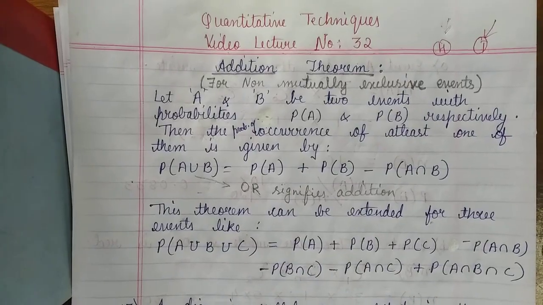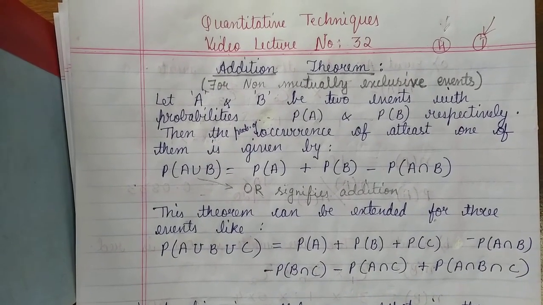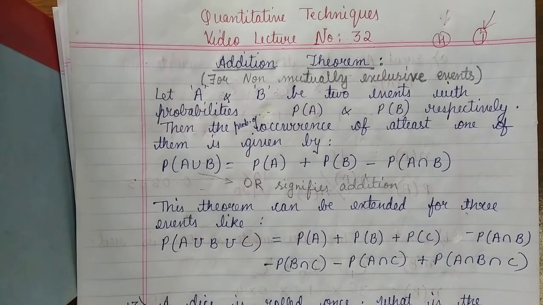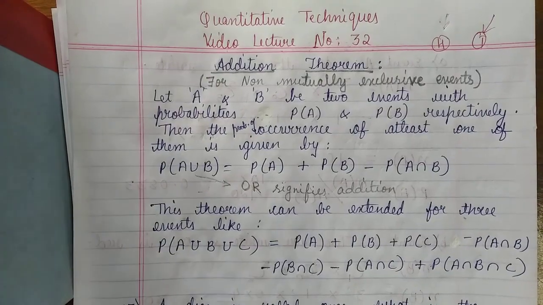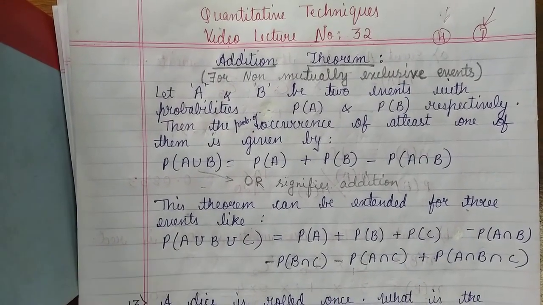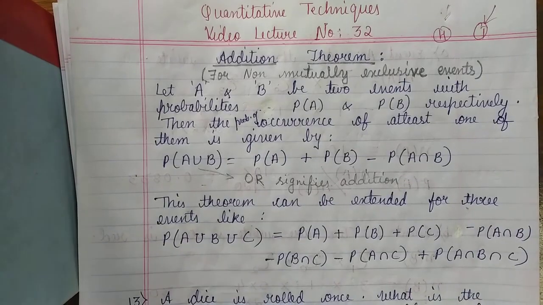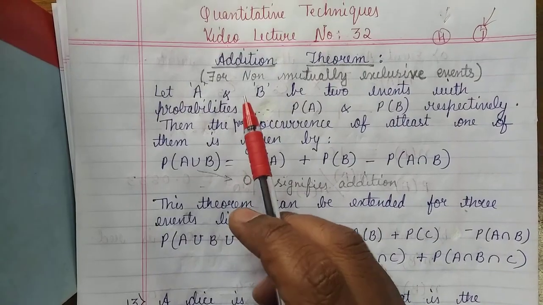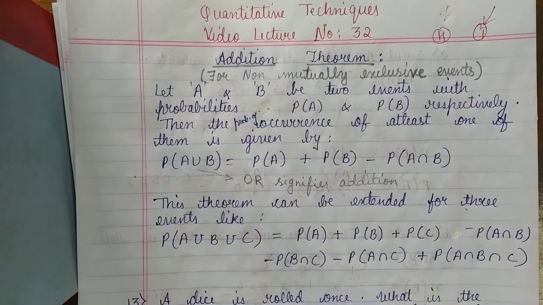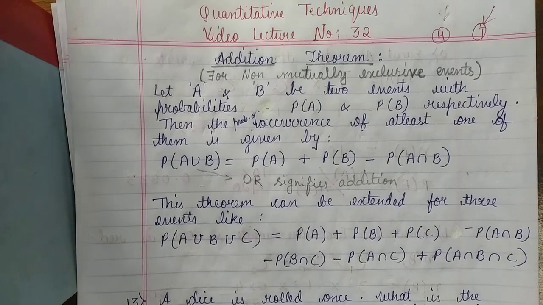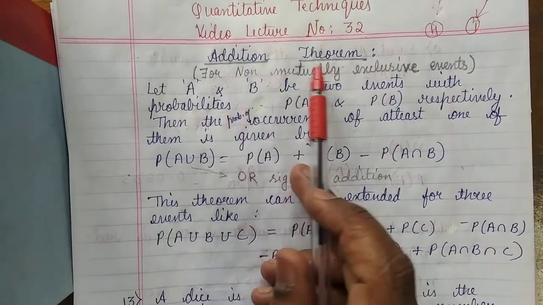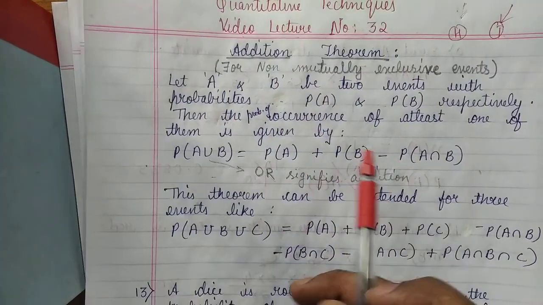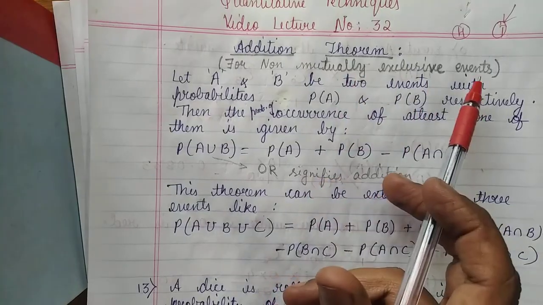For example, it rains and we conduct the classes. This can happen. It will rain and we'll conduct the classes. Sometimes if it rains too much, colleges might have a holiday because the government might announce such a thing. So sometimes it may be mutually exclusive, sometimes it may not be. Mutually exclusive events are those where, if one event happens, the other event will not happen. So remember one thing, addition theorem is covered only for non-mutually exclusive events.